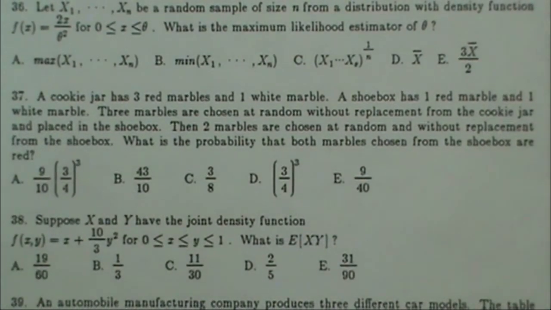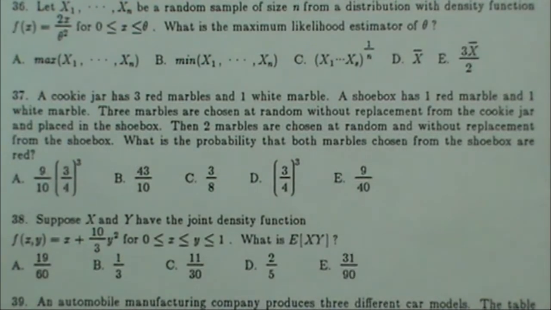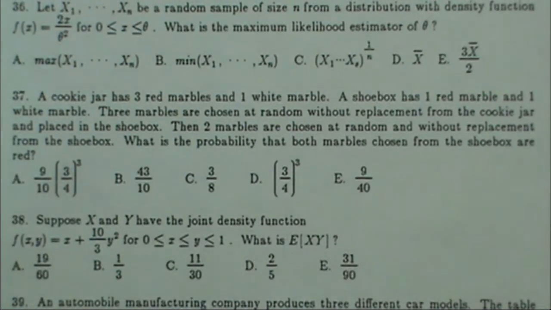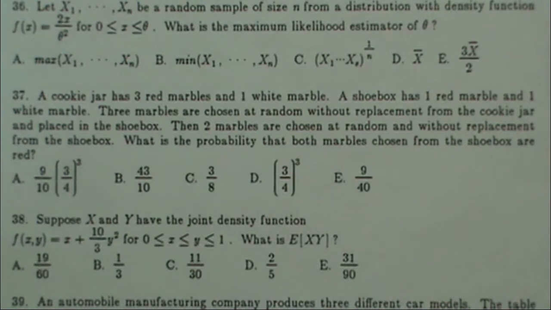Number 37. A cookie jar has 3 red marbles and 1 white marble. A shoebox has 1 red marble and 1 white marble. 3 marbles are chosen at random without replacement from the cookie jar and placed into the shoebox. Then 2 marbles are chosen at random and without replacement from the shoebox. What is the probability that both marbles chosen from the shoebox are red?